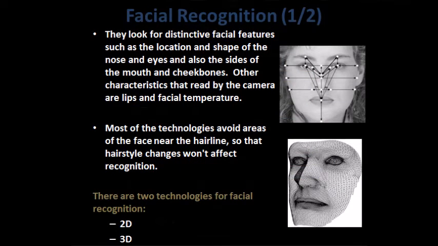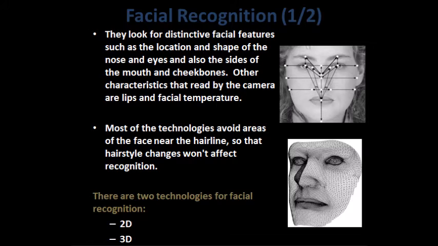Here we describe facial recognition. Systems look for distinctive facial features such as the location and shape of the nose and eyes, and also the side of the mouth and the cheekbones. Other characteristics read by the camera are lips and facial temperature. Most technologies avoid areas of the face near the hairline so that hairstyle changes won't affect the recognition.